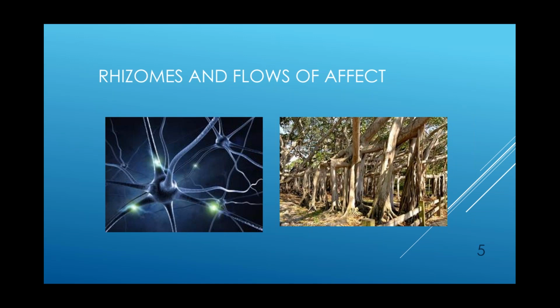So using this notion of flows of affect, territorialization and deterritorialization, we're really looking at connections. It comes down to that. An assemblage is a set of connections. And we look at affect, which is the way in which we are affected by these connections in relation to racialized belonging.